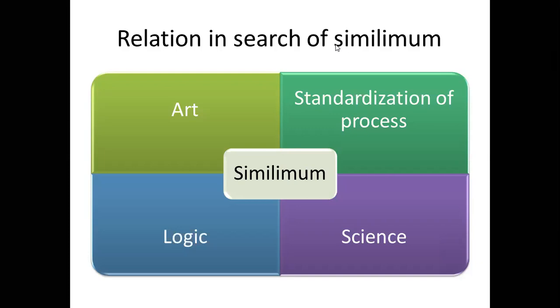Then there is one more important facet of search of similimum: we require a kind of logic. Now, when we study logic, there are two basic types: deductive logic and inductive logic. Deductive logic means going from general to particular, and inductive logic means particular to general. And in competitive philosophy, this inductive logic is even more important, that is going from particular inference and making it a general inference.